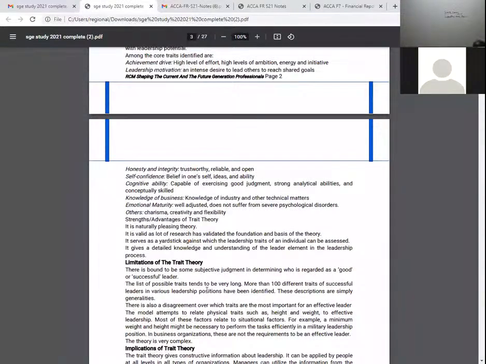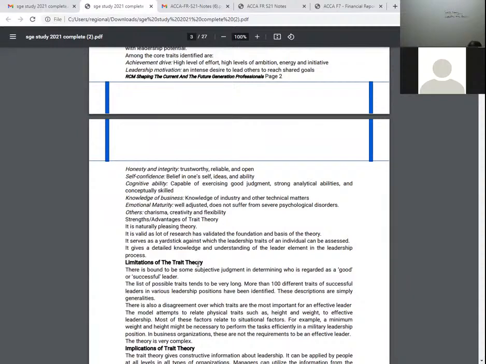So, strengths of traits theory. It's naturally a pleasing theory, especially when you look at it in the context of the army. I stayed in the army for some time, and I can tell you, especially for the army, there are people really who are born to become military officers, right? So it's valid, as a lot of research has validated the foundation and base of the theory. It serves as a yardstick against which the leadership traits of an individual can be assessed. So very good for benchmarking. It gives a detailed knowledge and understanding of the leader element in the leadership process.